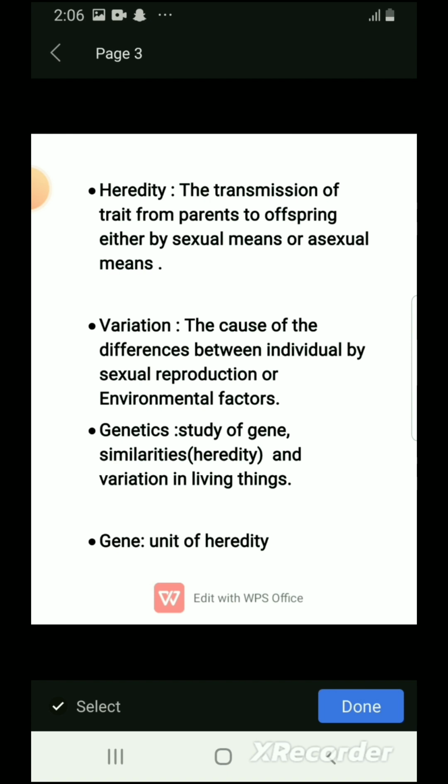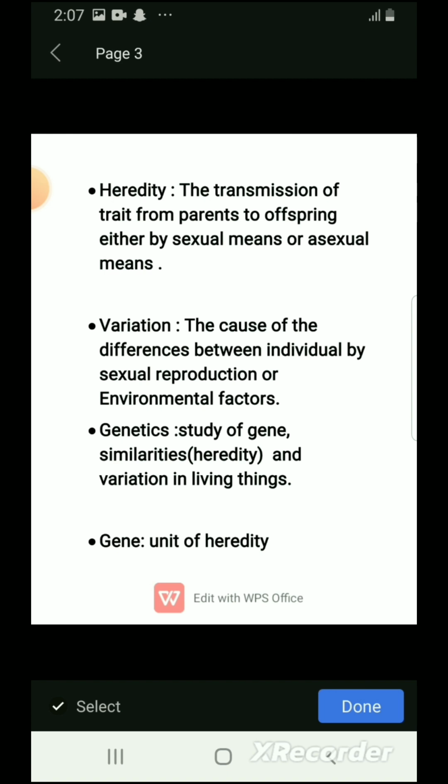And coming to the second term, we have variation. So what is variation? This is the cause of differences between individual organisms. The difference between me and you is what you call variation. And this might be caused by two things. It can be caused by sexual reproduction or environmental factors. What I mean by variation is, even two twins cannot be so identical or have such similar proximity that you cannot differentiate the two of them. There must be variation between these two, and this is what you'll be studying in genetics.